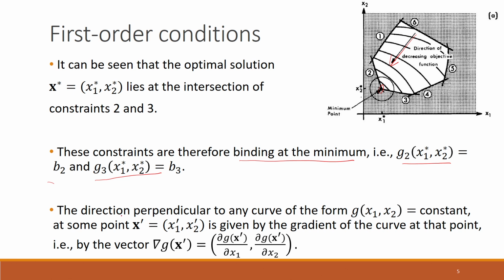So the direction perpendicular to any curve of the form g(x1, x2) equal to a constant, at some point x', is given by the gradient of the curve at that point, that is by this vector. So we have these two partial derivatives, one with respect to x1 and the other with respect to x2. To understand this, let us look at what we mean by gradient when we have multiple dimensions.